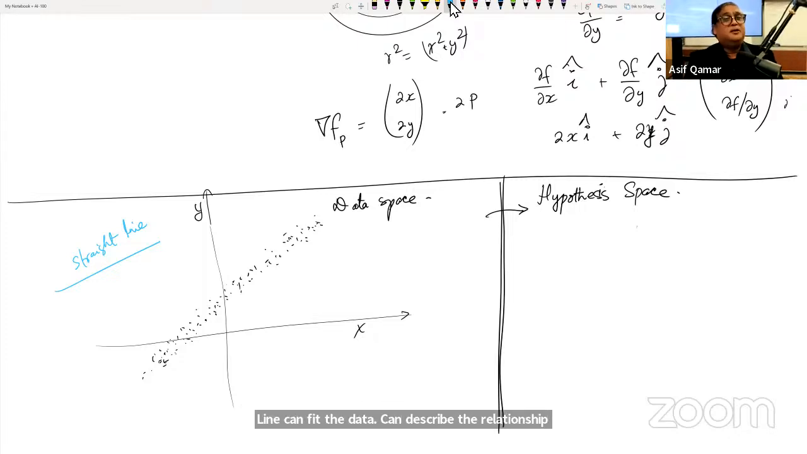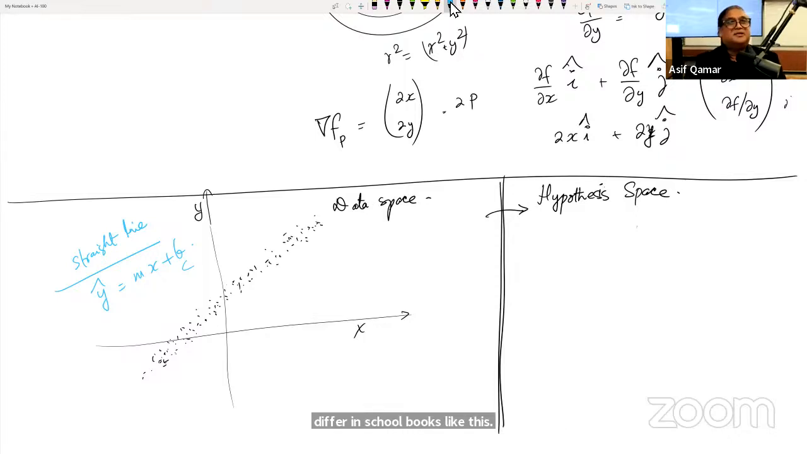If you could fit a straight line to the data, you have a prediction model, right? For any given X, now you can predict Y. So your hypothesis would be Y hat is equal to, in terms of school language, MX plus B, or MX plus C, depending upon whether you were taught the British way or the American way. I think the two conventions differ in school books. What is the B or C? It is the intercept. And what is M? Slope.